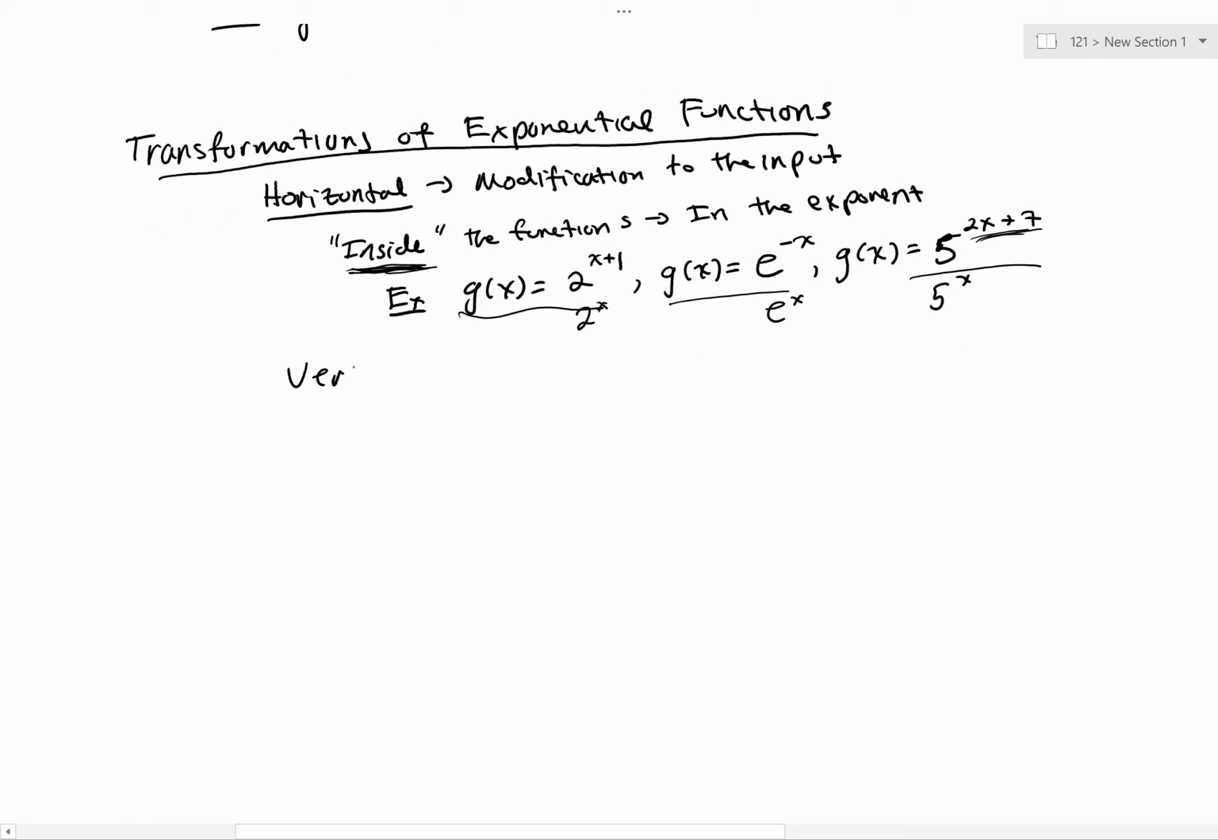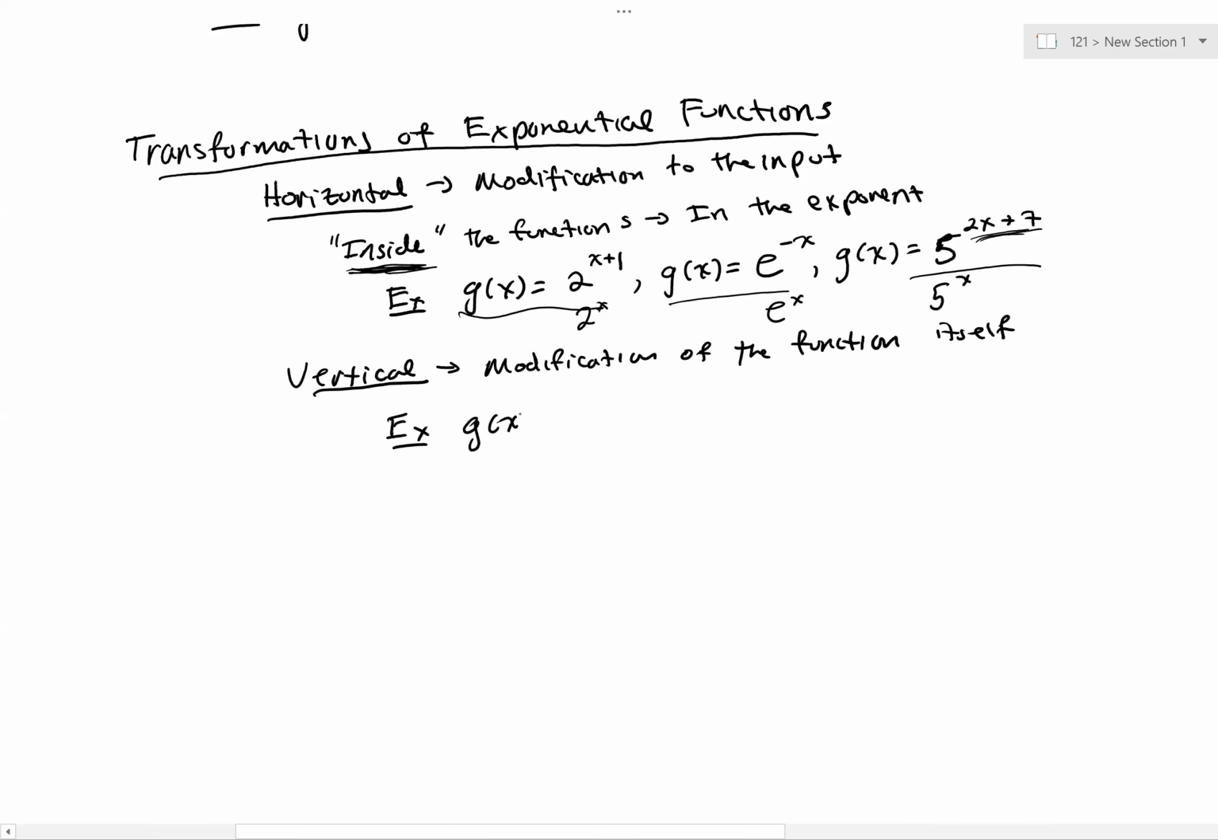Vertical transformations of an exponential function, not too different from what we've already seen. Remember that this is a modification of the function itself. So we're changing what's happening to the actual function. Are we multiplying the function by something? Do we have a minus sign in front of the function? So here's some examples that are vertical transformations.